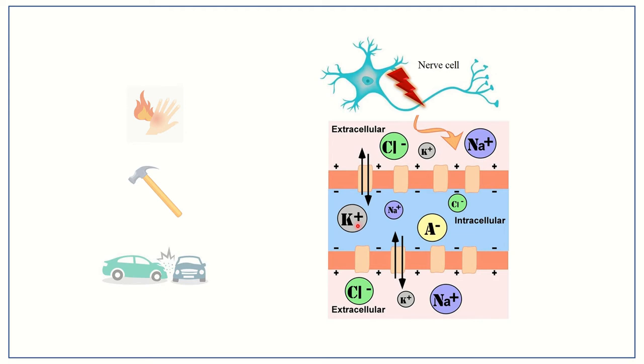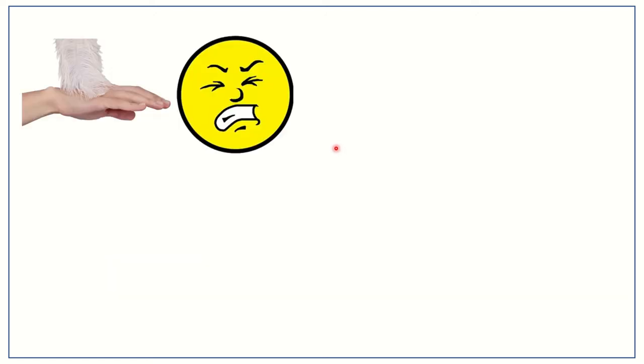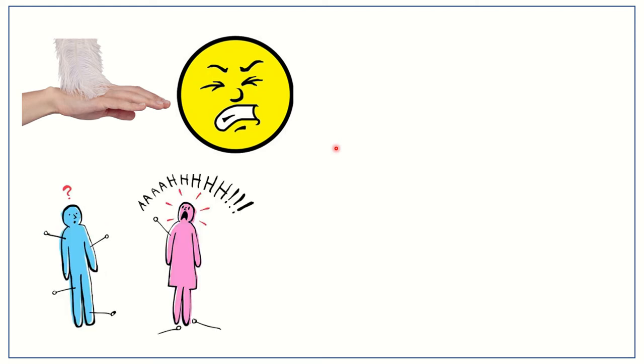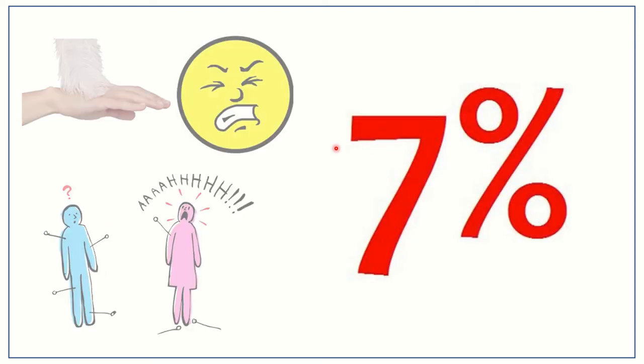For example, the concentration of ions will change inside and outside of nerve cells, which may start a chronic problem named neuropathic pain, where you will feel pain for non-painful stimulation. Also, women are more sensitive to this pain than men, and 7% of the general population is affected by neuropathic pain.